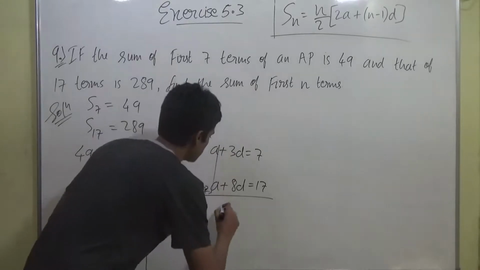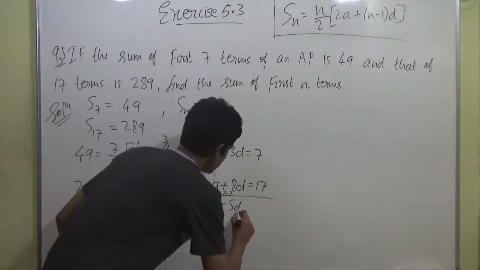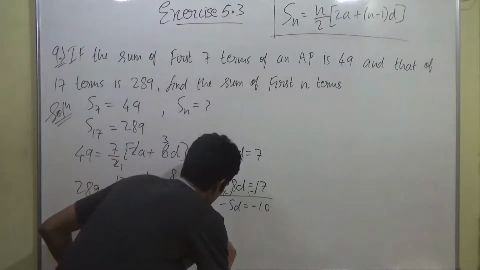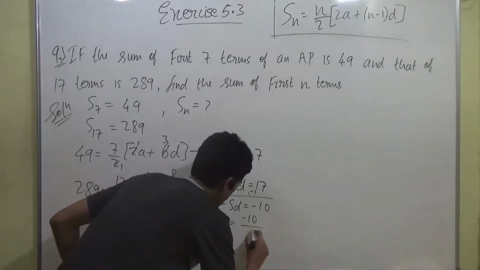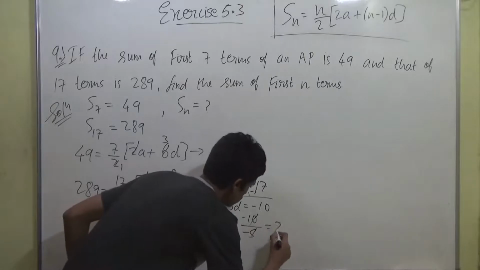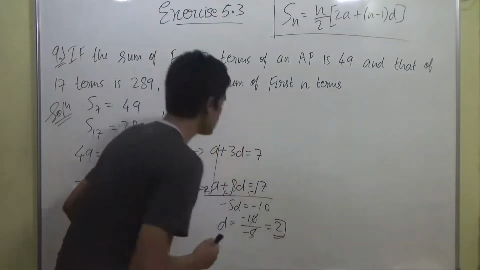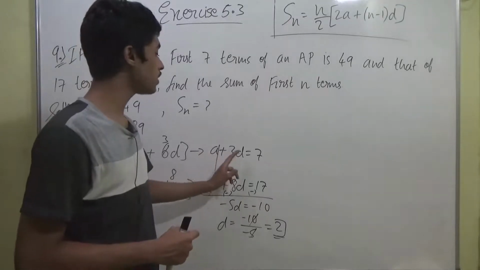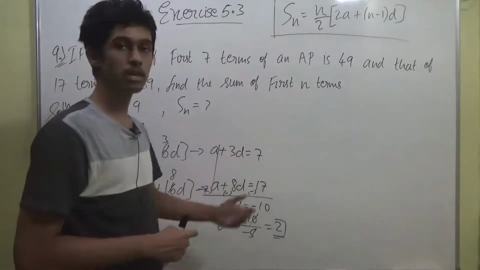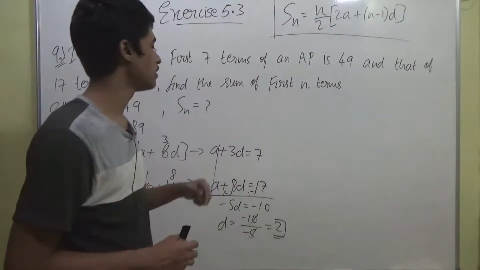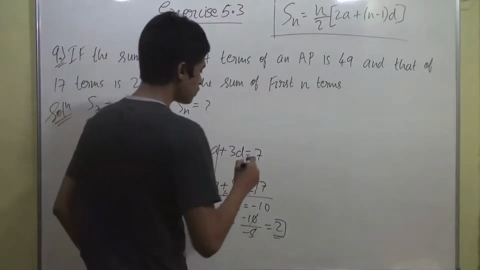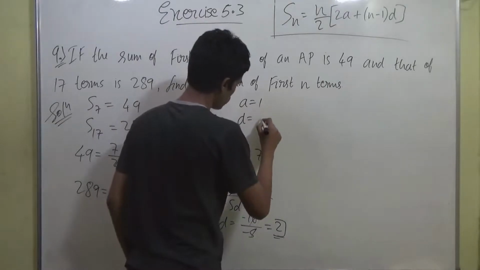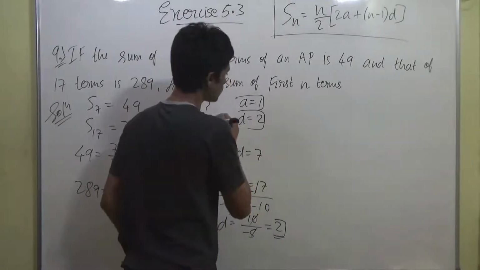That time it will become minus 5d equal to minus 10. Then d will become equal to minus 10 by minus 5, which is equal to 2. So d equal to 2. If I put back the value of d into equation 1, I'll get a plus 3 into 2 equal to 7, a plus 6 equal to 7, which means a will become equal to 1. So we get a equal to 1 and d equal to 2. These are the two things which I get, guys.